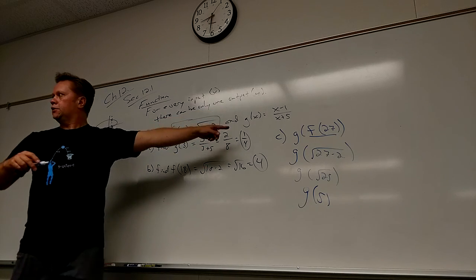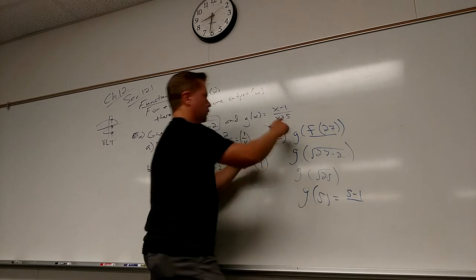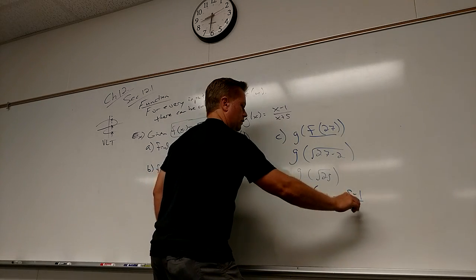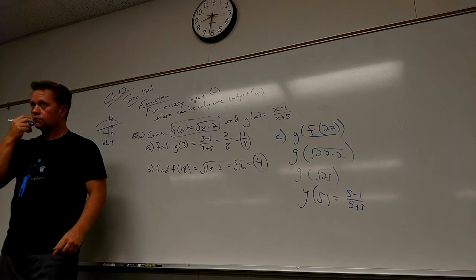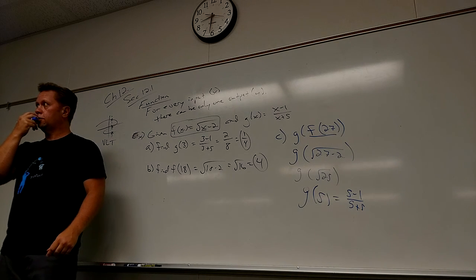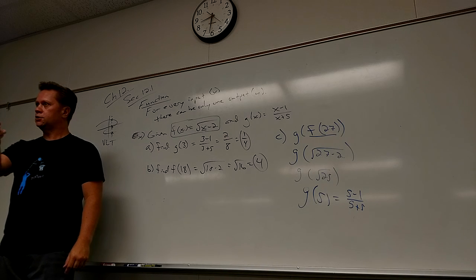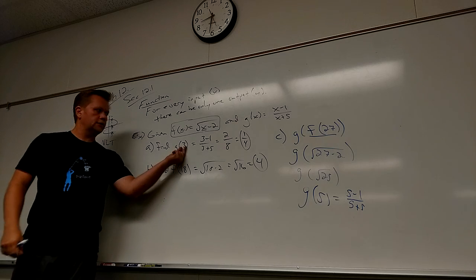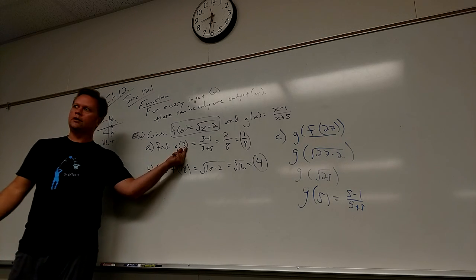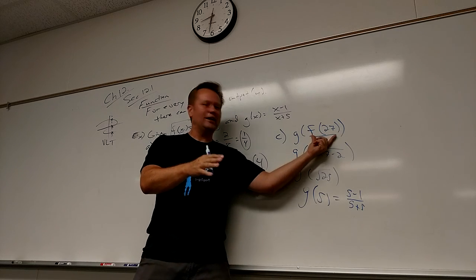Plug it into the g function, right? So this is going to be 5 minus 1 over 5 plus 5. I just put a 5 in. If you can put something into f, you can then take your result and put it into g. It's just substitution still. Why was this easier? Because I told you it was 3. Here I said, I'm not going to tell you. You've got to do some work.